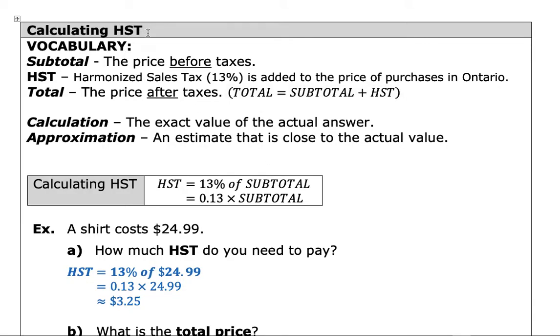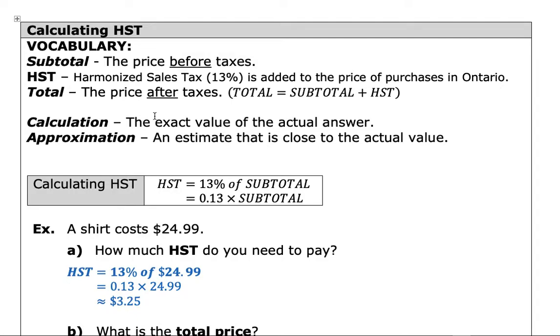Calculating HST. Some terms that we need to know are the subtotal, the price before taxes. HST, which stands for Harmonized Sales Tax, and it's 13%, which is added to the price of purchases in Ontario.